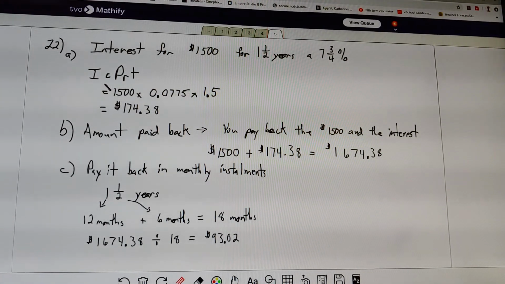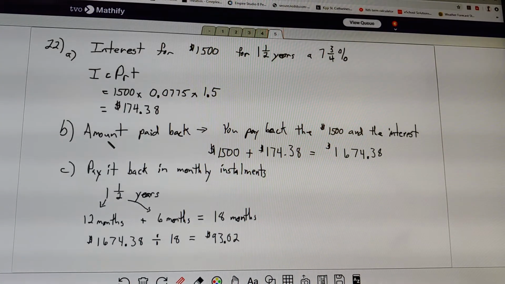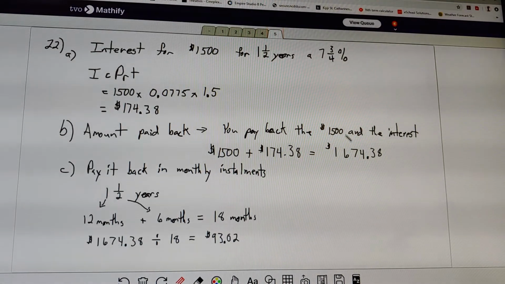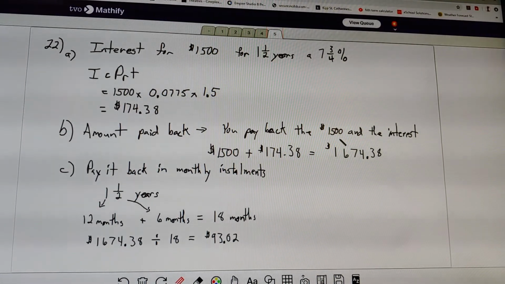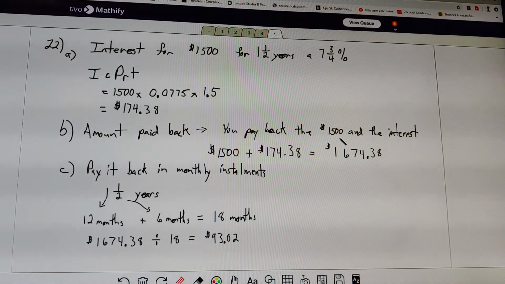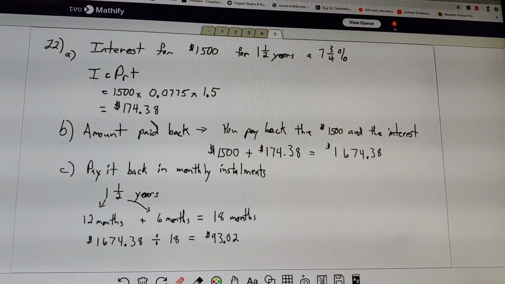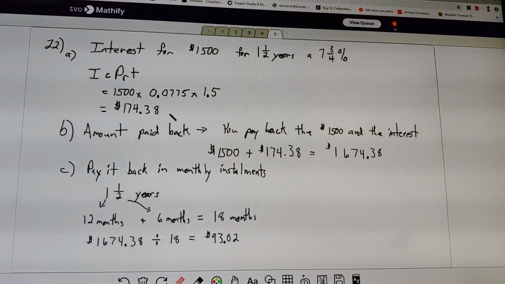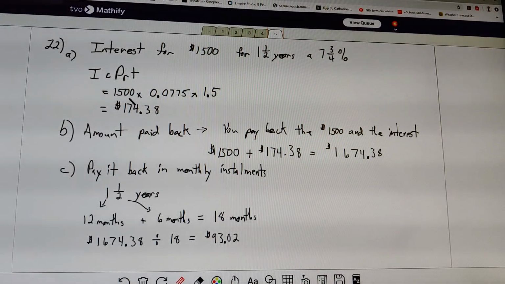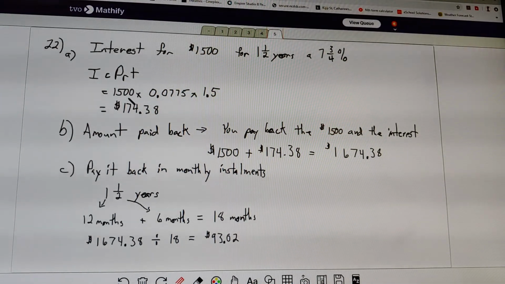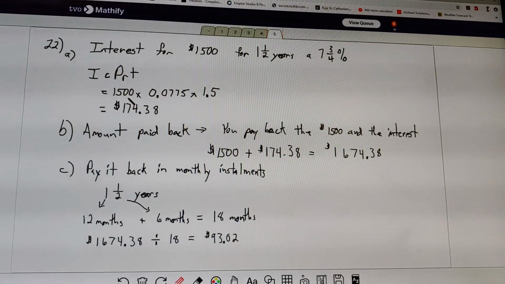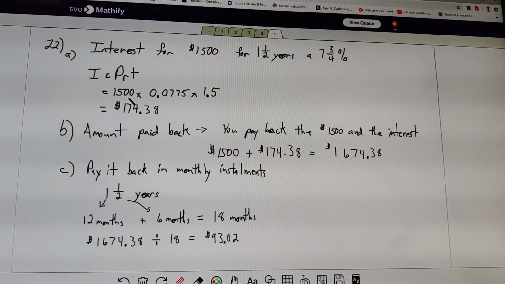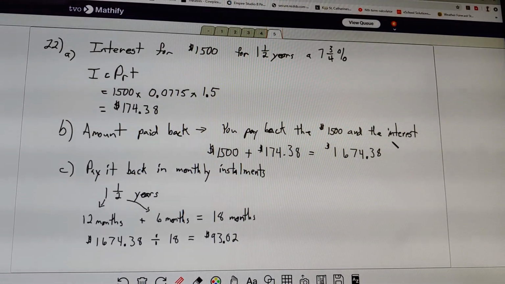Part B says, what amount must Jamie pay back in 1.5 years? Well, for the amount paid back, you have to pay back the original that you borrowed. That tends to be a common mistake with grade 8s when they're doing this. They're like, oh yeah, $174.38, I calculated the interest, there's my answer. Well, that'd be great if you're the one borrowing the money. But if it was the other way around, somebody's borrowing $1,500 from you, you're going to want your $1,500 back and the interest. So you have to add them together.